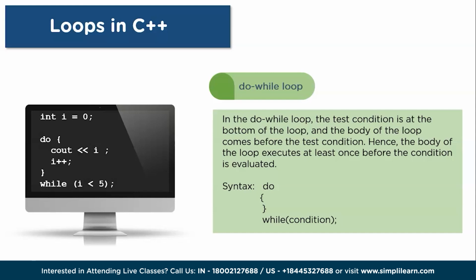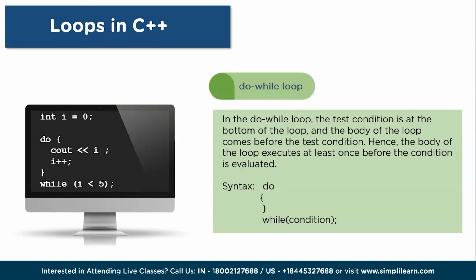Its syntax is do block, and after the block there is while with a condition. This do block executes first before the condition is checked, and after that the condition of while is evaluated. If it's true, then only the loop will further execute. It means even if the condition is not true, the loop will still execute once.